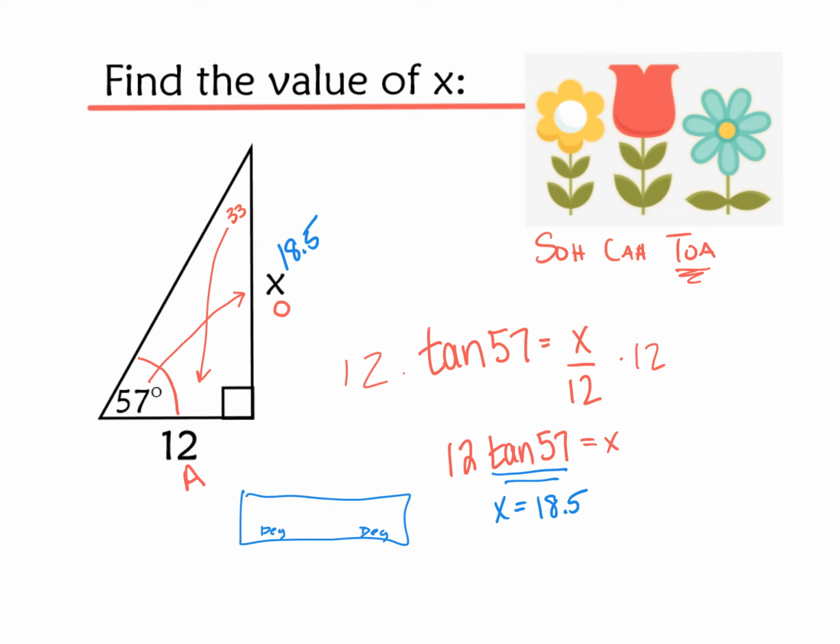That's one way to tell if you're in radians and you get the wrong answer. If you ever get a negative value for a side length, that probably means that you're in radians. All right, let's try another one.